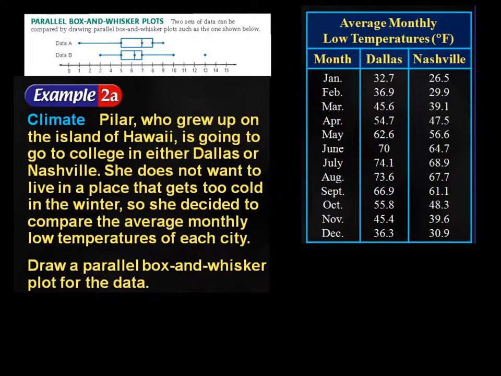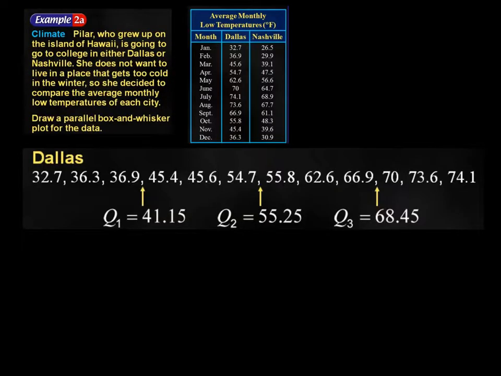Pilar, who grew up on the island of Hawaii, is going to college in either Dallas or Nashville. She does not want to live in a place that gets too cold in the winter. So she decided to compare the average monthly low temperatures of each city. Draw a parallel box and whisker plot for the data. So they're basically getting us to do two problems on the same number line so we can compare them.